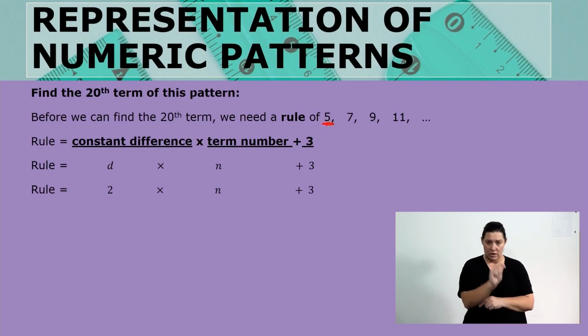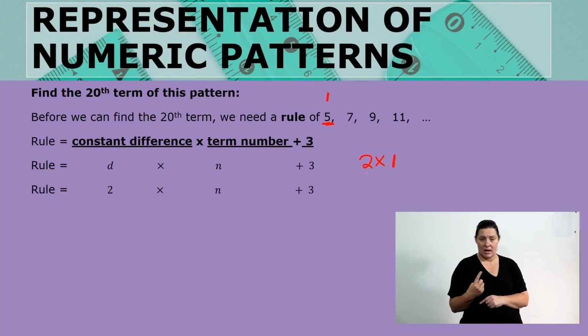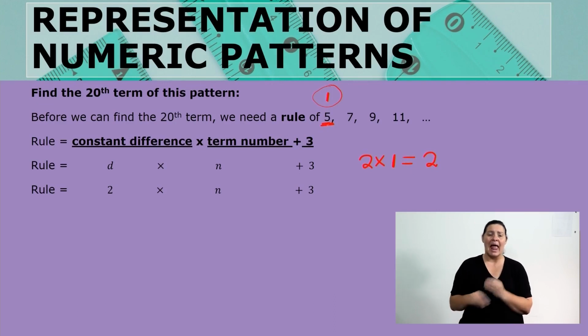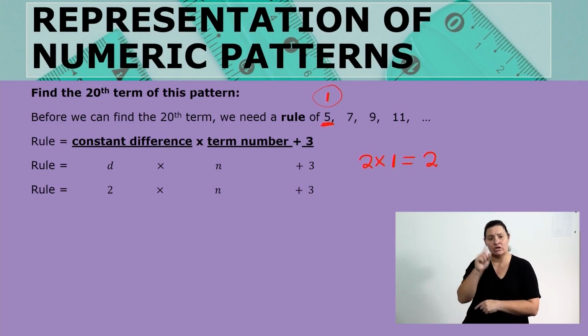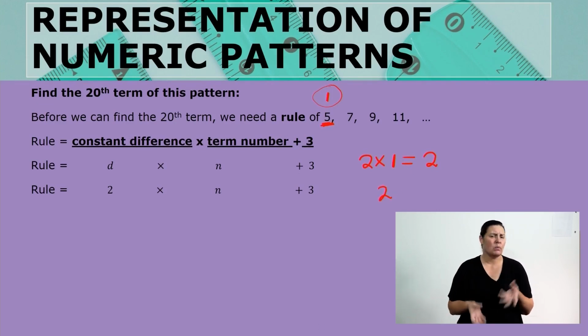Let's look at where this add 3 comes from. If I'm looking at the first term, so remember this was the first term. The term number is 1, the term itself was 5. So if I say 2 multiplied by 1, remember the 2 is the constant difference. I'm multiplying it by 1 because 1 is the term number. What answer does that give me? That gives me a 2. But now I need to see how much I must add to get to the first term, which is 5. So if I have 2, how much must I add to get to 5? You are correct. I am going to add 3, and that gives us a 5.